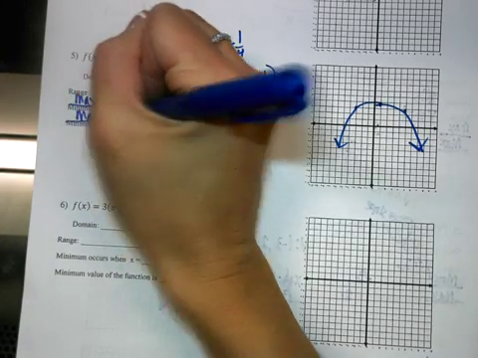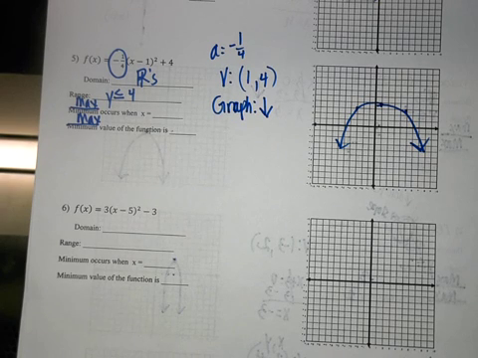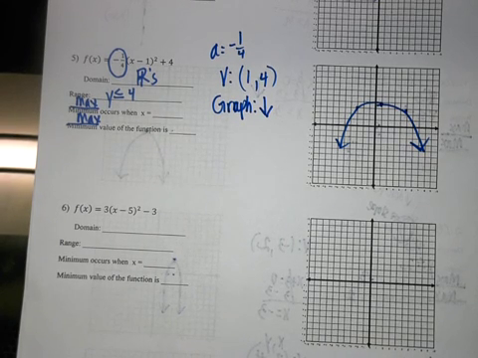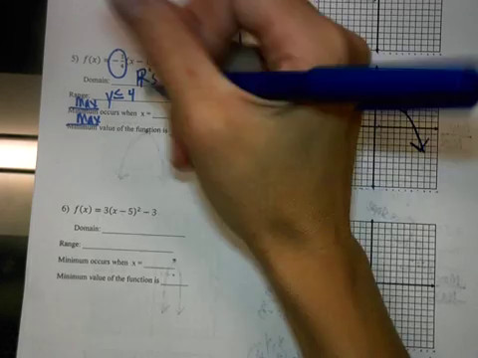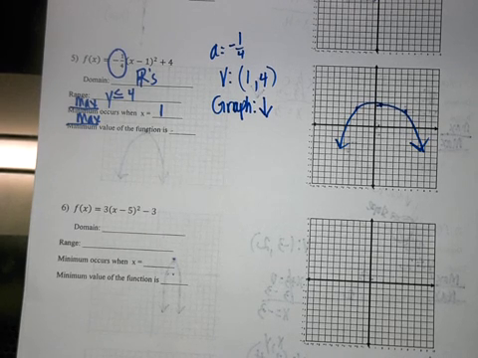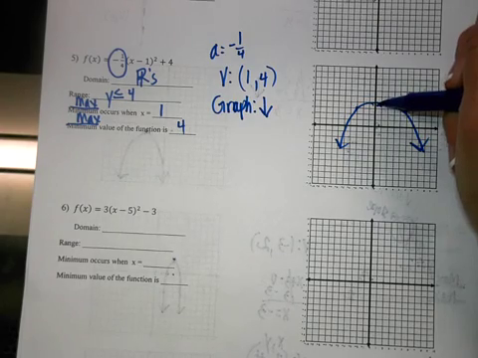What is the x value when the maximum occurs? Very good. 1 is correct. And what is the maximum value of the function? Perfect. 4. The maximum value always goes with where our vertex is, okay, which is at 4.